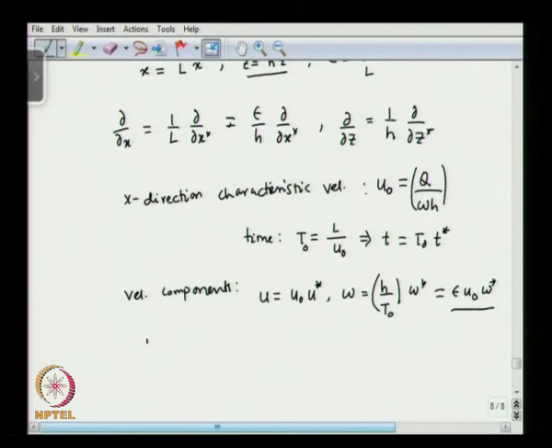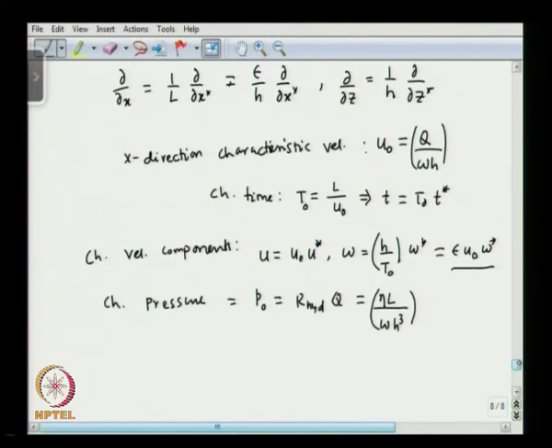The characteristic pressure, this is characteristic time, this is characteristic velocity components. Characteristic pressure P0 can be written as R hydraulic into Q, which will be equal to eta L over W H cube, this is the hydraulic resistance in parallel plate flow. There is a factor 12, but we are not considering here because we are doing a scaling here, into Q. So, that will be equal to eta u0 L over h square. Okay.